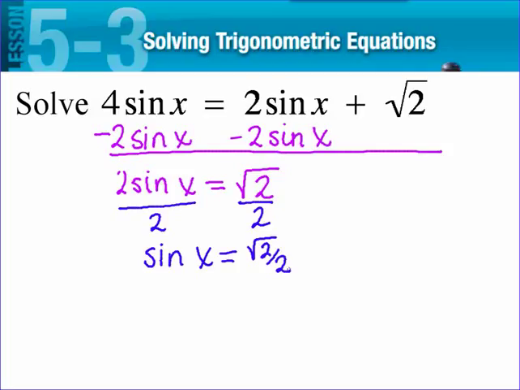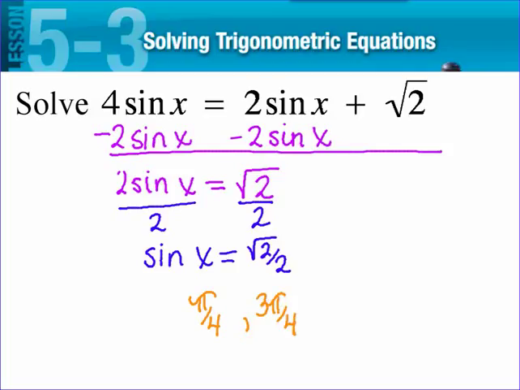Now, using your pink sheet, you should notice that in the sine column there are 2 values at which you get root 2 over 2. What are those 2 values? Pi over 4, and we always answer these in radians, by the way. Pi over 4, and what was the other one? 3 pi over 4.